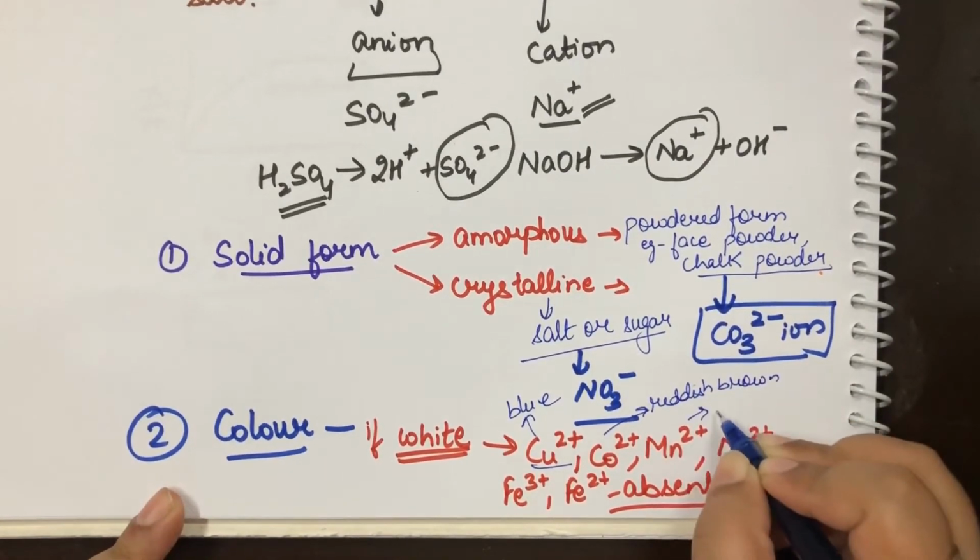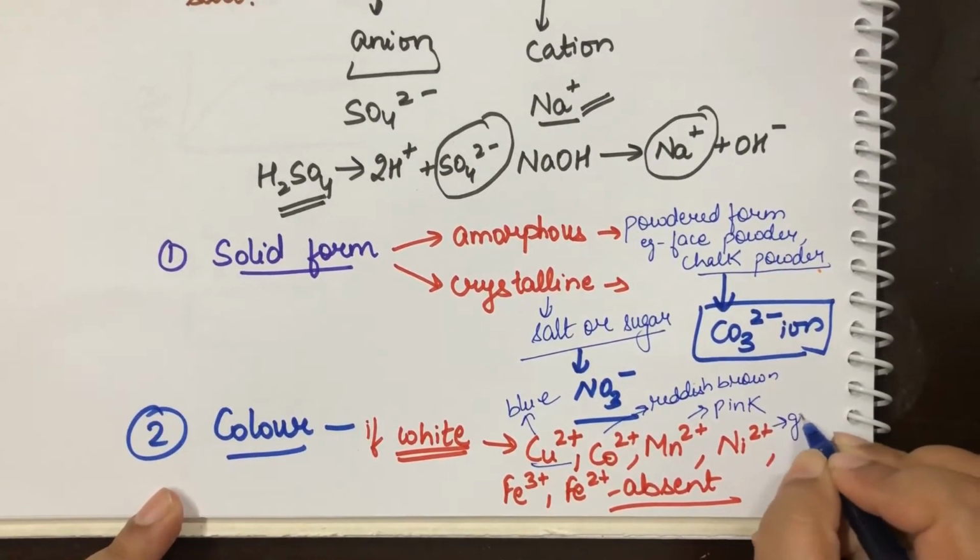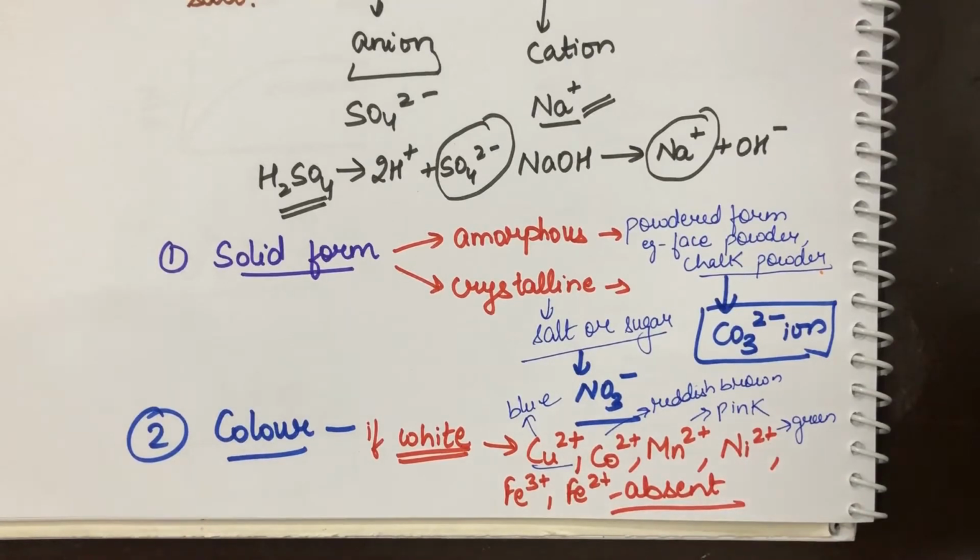Your manganese salts are pink in color. Then your nickel is green in color, most of the salts of these ions. Then again your ferrous and ferric salts are colored. So if I give you a colored salt, you will directly get an indication that this particular cation is going to be present in the salt.